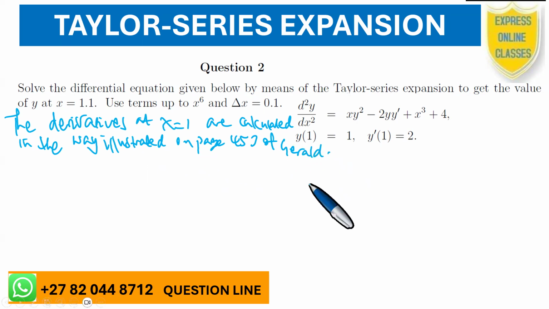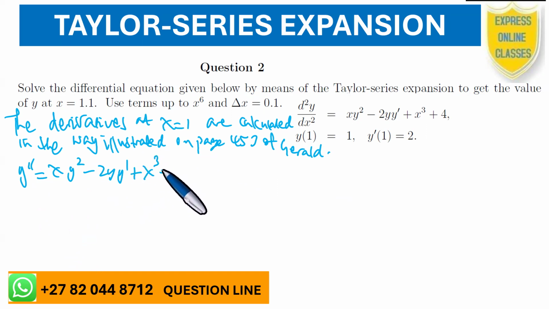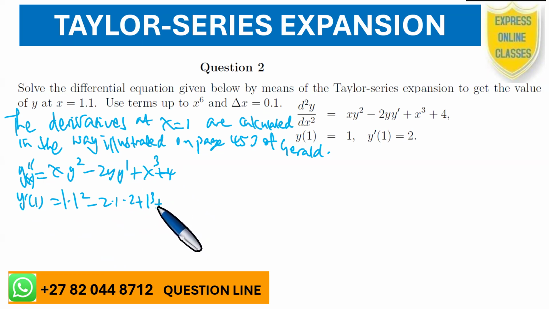Okay, right. So now we say that whenever we have the second derivative, y double primed, it becomes xy squared minus 2y y primed plus x cubed plus 4. Then let's evaluate this one at 1, because y primed is at x. So if you evaluate it at 1, it's going to be 1 squared minus 2 times 1 times 2 plus 1 cubed plus 4, and the answer becomes 2.